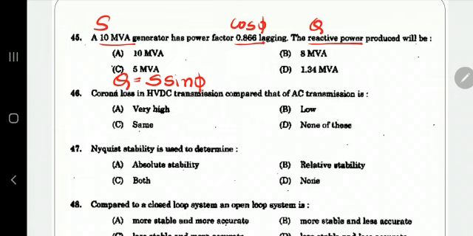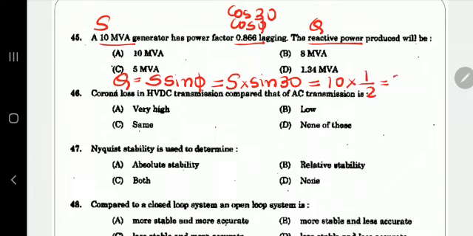0.866 is actually a common value, and it is normally cos 30. So from that we can obtain the value of phi. Cos 30 means phi is 30. So we can easily find the answer for this one, S into sin 30. Sin 30 value is 1 by 2. So the answer is 10 into 1 by 2, which becomes 5 MVAR.